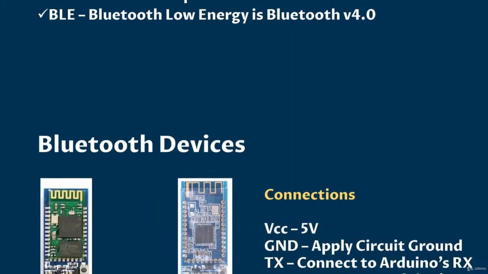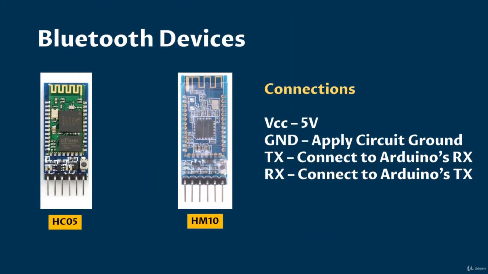In the DIY market, there is the HC05 module which works in Bluetooth version 2. There is the HM10 which works in Bluetooth version 4. Both are low cost devices and easy to interface with Arduino. In this lesson, we will interface HC05 with Arduino.